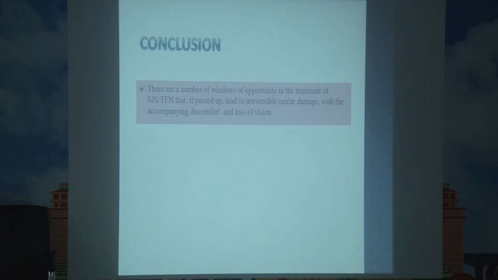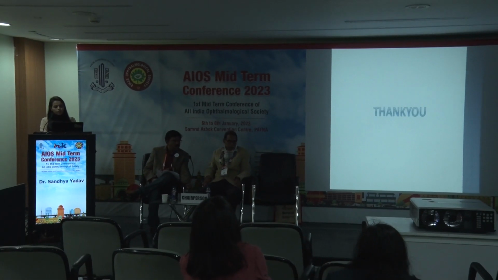Conclusion: there are a number of windows of opportunity in the treatment of SJS/TEN that, if passed up, lead to irreversible ocular damage with the accompanying discomfort and loss of vision. Thank you.